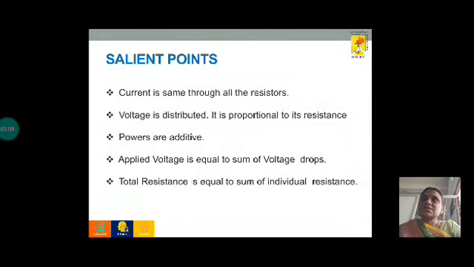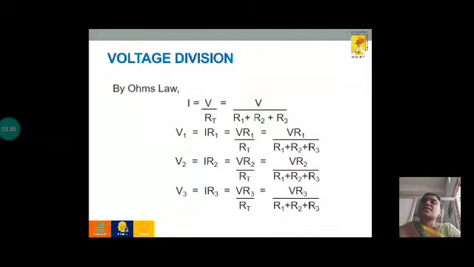The important points of this series combination are that the current is the same through all the resistors. The voltage is divided, and the division of this voltage is proportional to its resistance. The powers are additive here. The applied voltage is equal to the sum of voltage drops. The total resistance is equal to the sum of individual resistances.